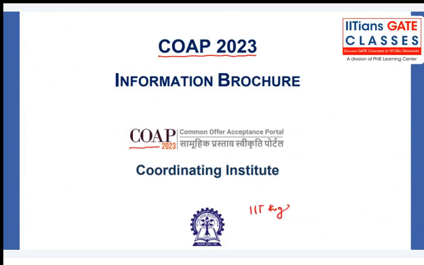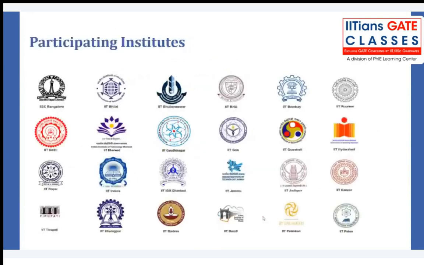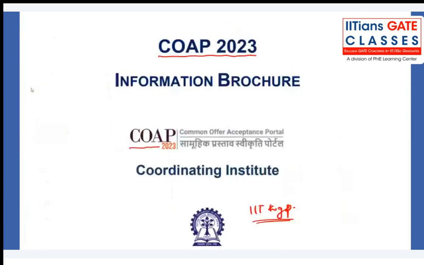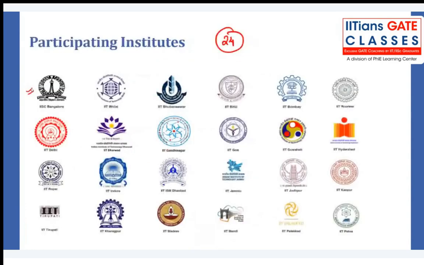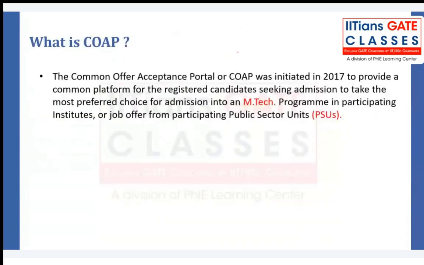Okay, IIT Kharagpur. So now the question is, what are the participating institutes? You can see here all the participating institutes. So there are 24 IITs. Okay, no IIITs, no NITs. Only all IITs and IISc. The 24, including IISc and IITs, are going to participate in this COAP, which is the Common Offer Acceptance Portal, where you can accept all the offers at the same time. You can see here there are six institutes in the first row. There are four rows, so 24 institutes are there. Okay, so let us get started now.